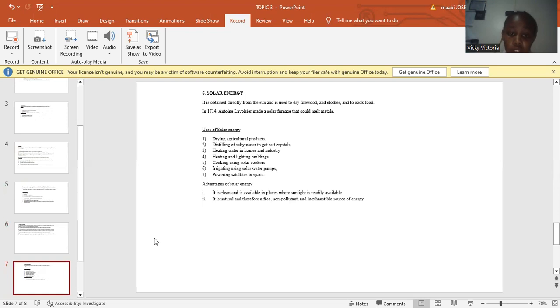It is natural, therefore it's free. But disadvantages: the sun is not available at all times. It is only available during the day.